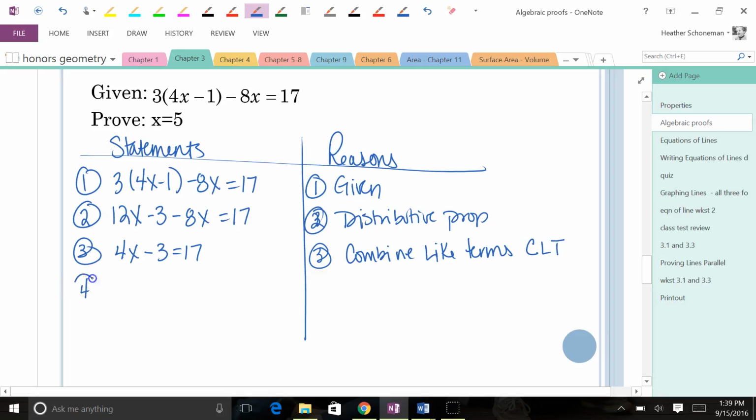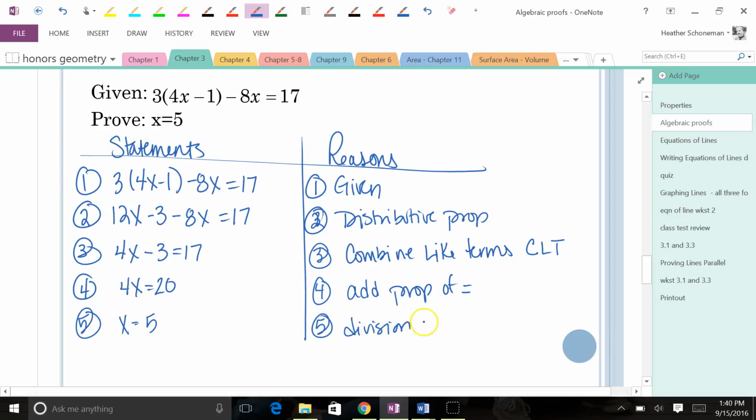It's fine with me. Okay, 4, then you got to add, so we get 4x equals 20. That is the addition property because I added 3 to both sides. Number 5, I divide, so x is 5. And that's the division property of equality. Okay, now we're done.